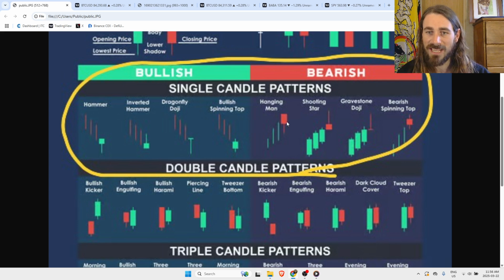Alternatively, on the bearish side, we've got hanging man. So the hanging man is kind of the reverse of the hammer, where we see price was able to go up, you know, not able to really follow through, and then just ultimately selling off, getting that wick down here below the body.